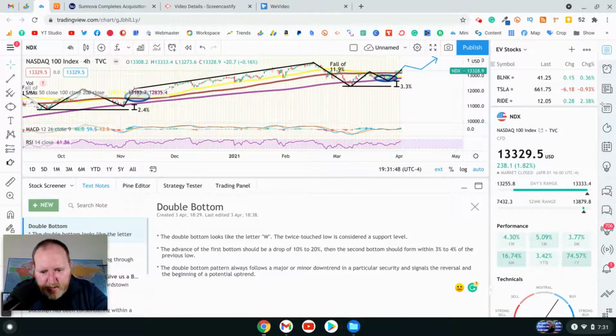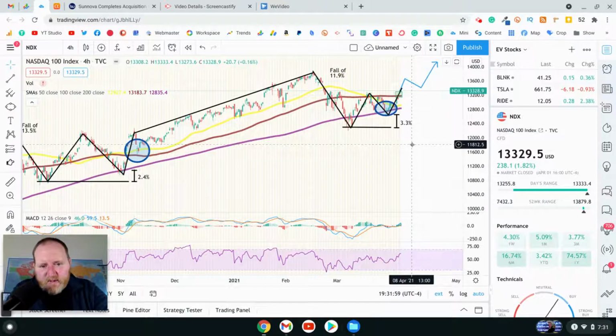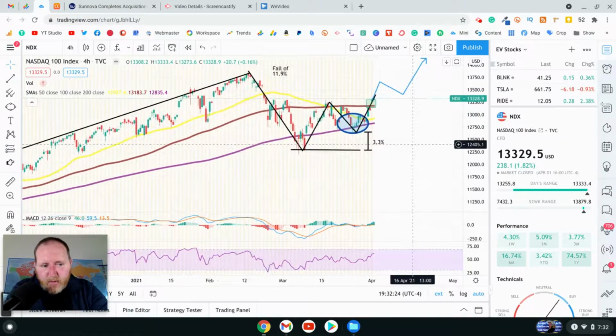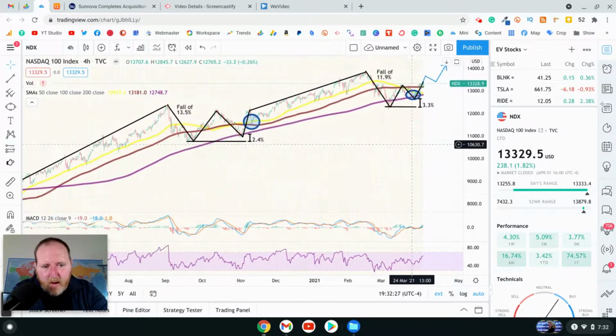Downtrend in a particular security and signals the reversal and the beginning of a potential uptrend. So, what does the double bottom mean? The double bottom means it's a signal of a reversal and the beginning of a potential uptrend. Okay, that's key to know for the second chart pattern that's on the chart. Let's scroll in here. Well, first, let me back out and I want to show you something.